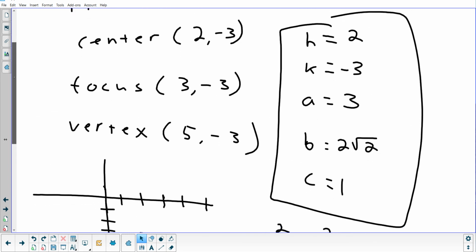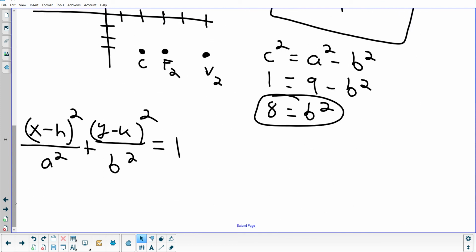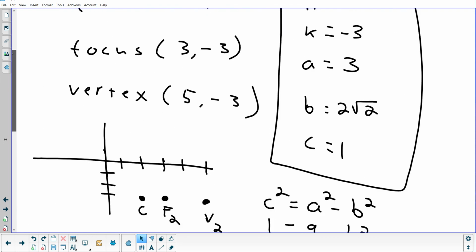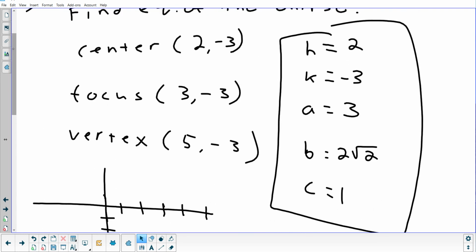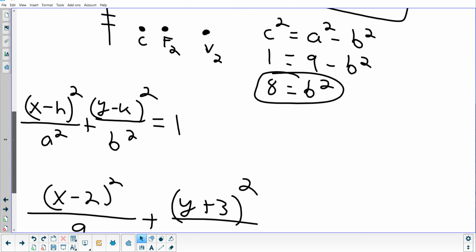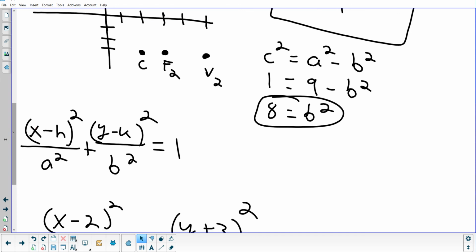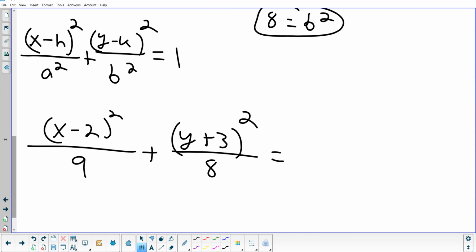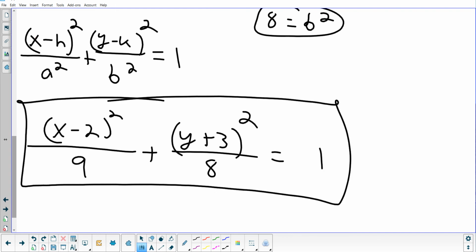So it's going to be, John, what did you say? X minus 2 squared. Yep. Over a squared, which is 9. Yep. Plus y minus k, y minus minus 3, so y plus 3 squared over b squared. I guess we don't really need b unless you're going to graph it, but b squared is what we need, which is 8. And that's equal to 1. And that's your equation. Questions on that?